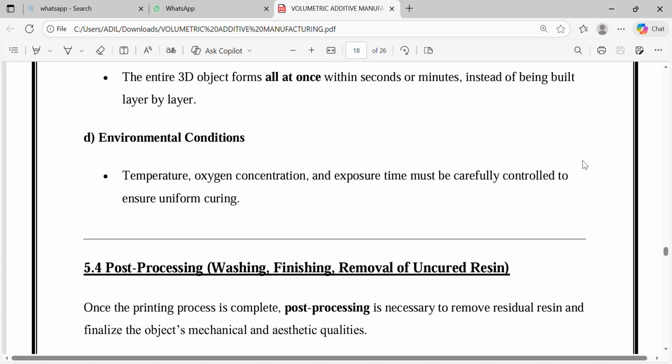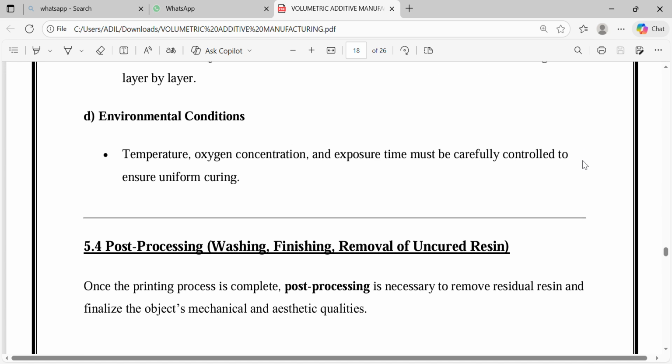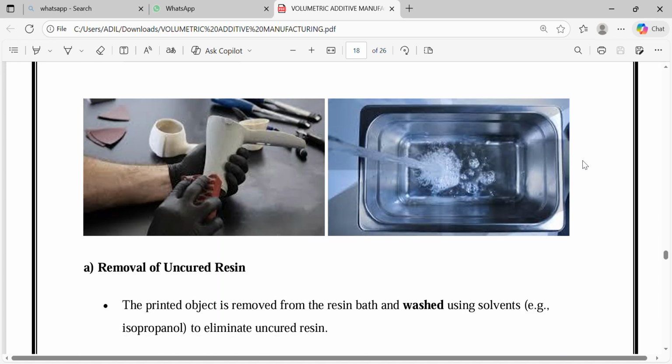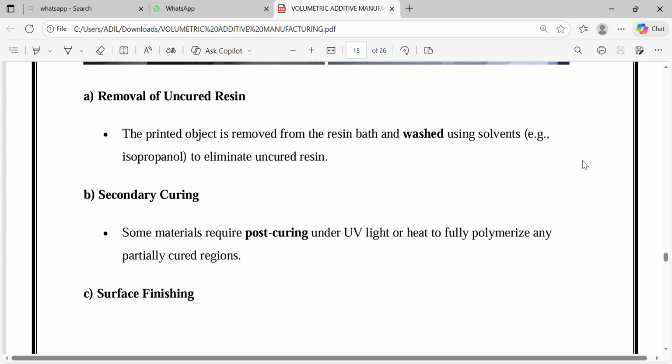After this, we studied the post-processing. Once the printing process is complete, post-processing is necessary to remove residual resin and finalize the object's mechanical and aesthetic qualities. Removal of uncured resin: the printed object is removed from the resin bath and washed using solvents like isopropanol to eliminate the uncured resin.